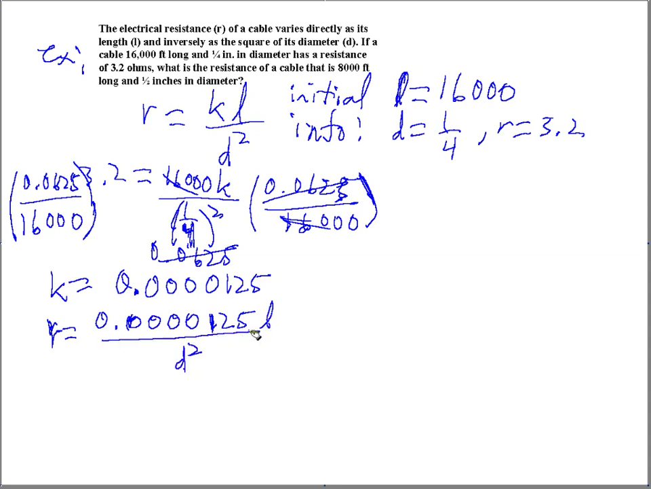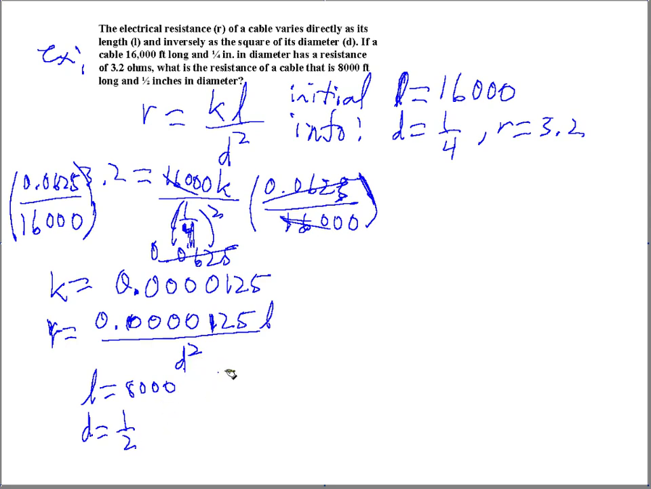Let's go ahead and plug in the values for L and D to finish this problem, because the question is, what is the resistance of a cable that is 8,000 feet long? So L is going to be 8,000. So let's plug in L equal to 8,000, and 1/2 inch in diameter, that's my D. So I'm just going to punch in the calculator. So take this number, times it by 8,000, divided by 1/2 squared, right?